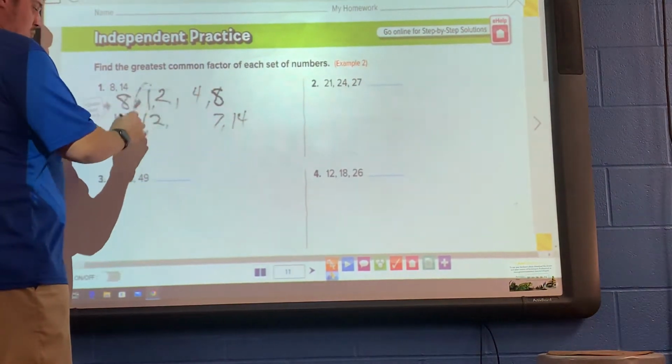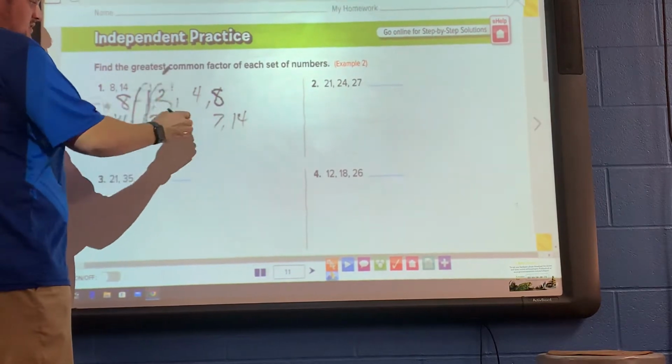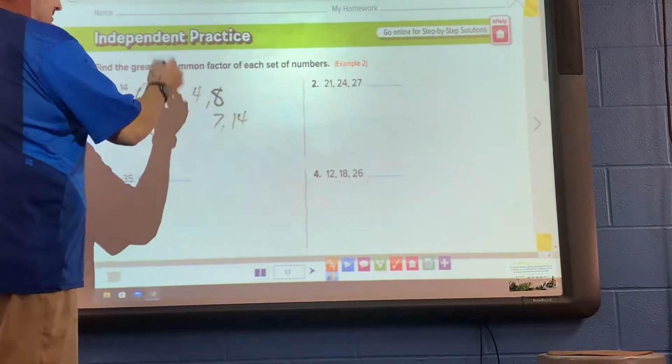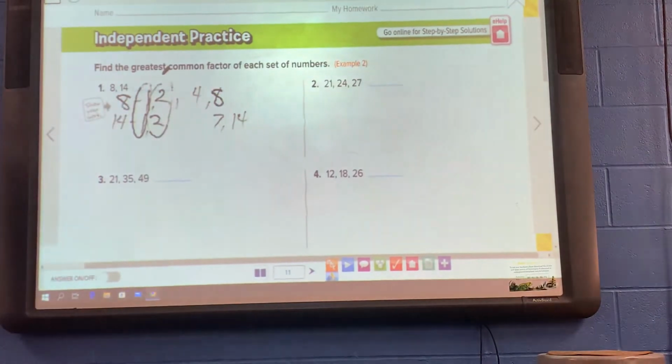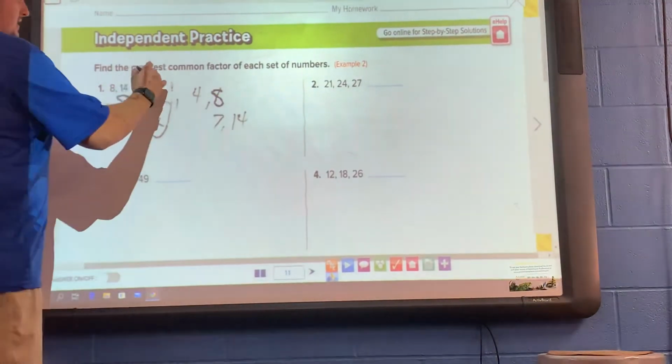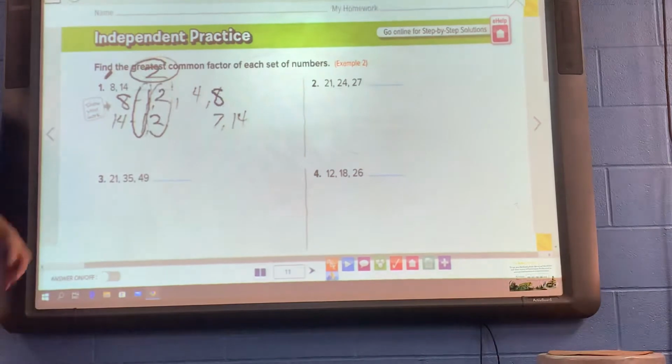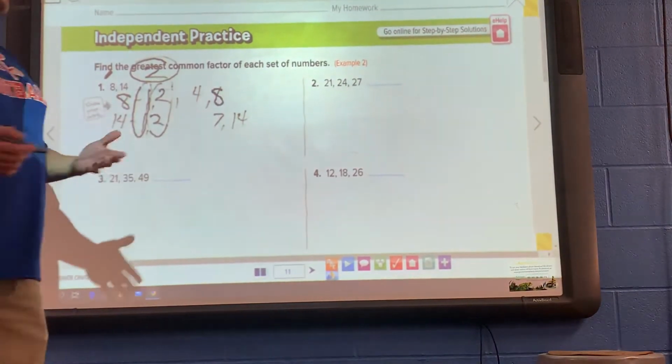So the ones they have in common are 1 and 2. They don't have 4 and 7, they don't have 8. So your greatest common factor, the greatest number that they share, is 2. I know it's a small number, but sometimes that's the biggest number you can get.